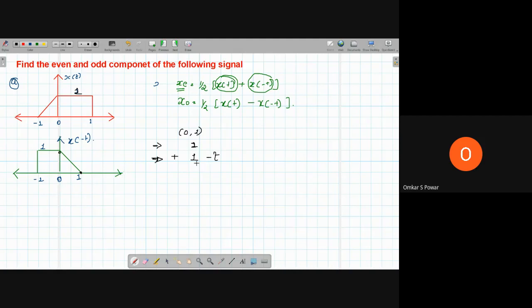So substitute this 1 minus t here. So 1 minus 1 is 0. At 0 its value is 1. So from 0 to 1, what is the value? 2 minus t. So this is the value. Okay, so let us plot now.